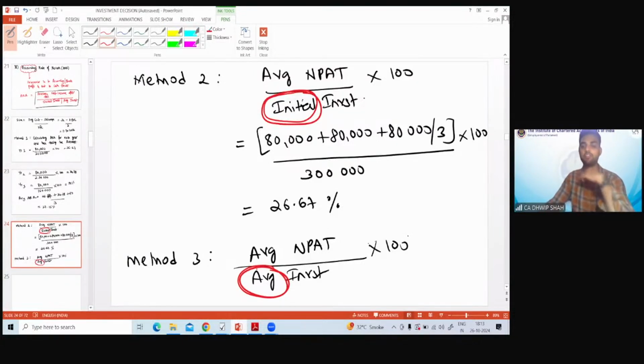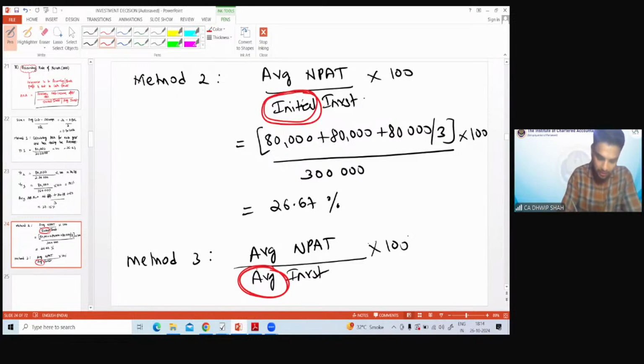Now what is average investment? Average investment is the opening investment at the start of the project plus the closing investment at the end of the project, divided by 2. In ratios, you would have calculated average debtors, average fixed assets. So how did you calculate that? Opening fixed assets plus closing fixed assets divided by 2. Opening debtors plus closing debtors divided by 2. That is how you calculate average, right?